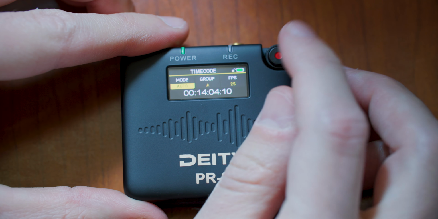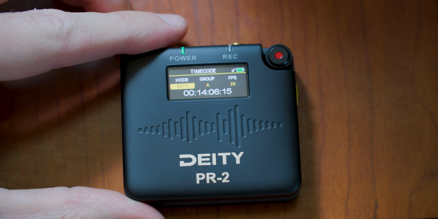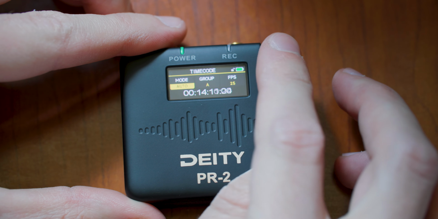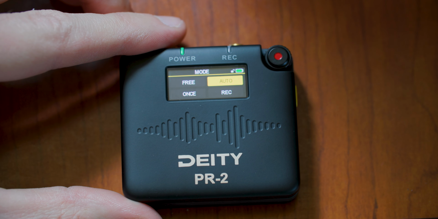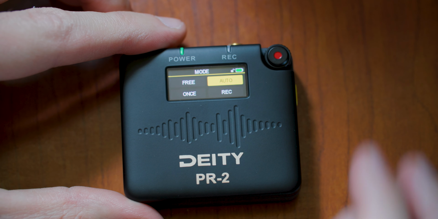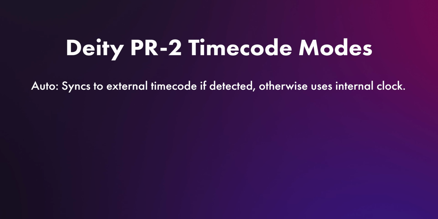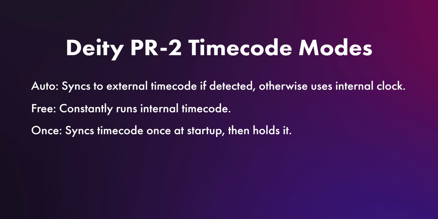Next up is timecode. Now if you're new to timecode, no worries. It's essentially a way to keep multiple cameras and audio recorders perfectly synced together during editing. It's super useful for bigger shoots, especially multicam projects. The PR-2 gives you a few timecode modes. Auto, which syncs automatically with an external source. Free runs continuously even if you're not recording. Once, syncs at the start, then holds that sync. And rec, which runs only when recording.